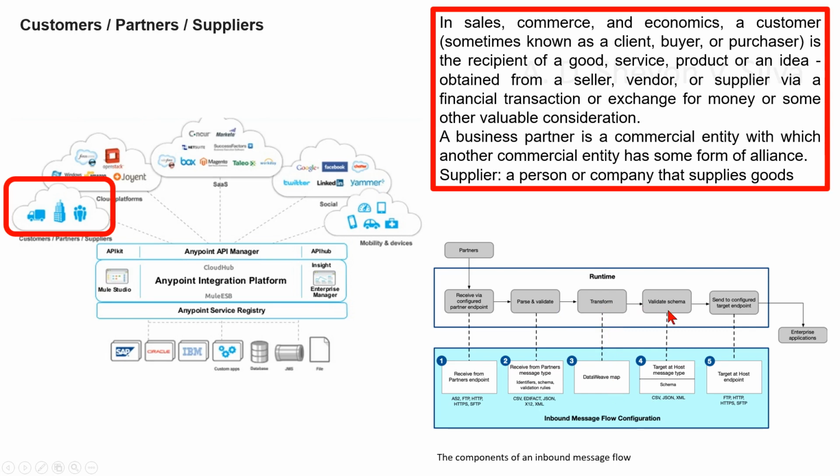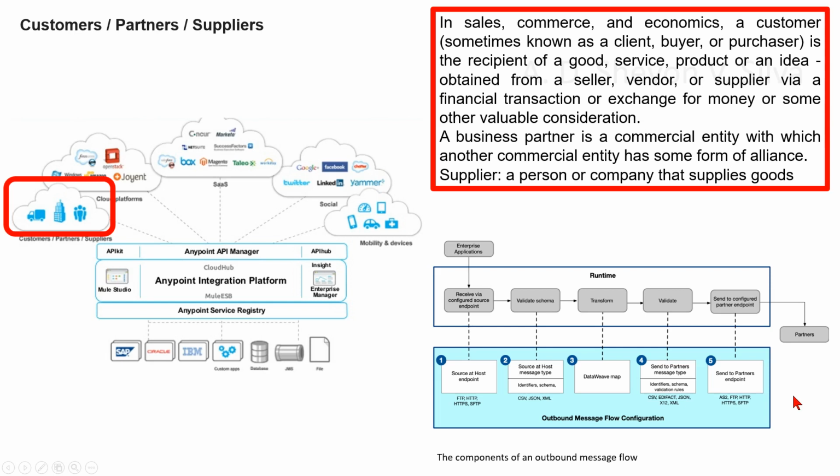Transform is connected to validate schema. It interacts with target at host message type schema: CSV, JSON, XML. Validate schema is connected to send to the configured target endpoint. It interacts with the target at endpoint: FTP, HTTP, HTTPS, SFTP. Send to the configured target endpoint is connected to enterprise applications.